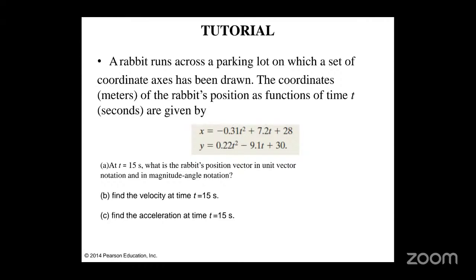All right, so we want to continue our class from where we stopped yesterday. So let's look at this example. A rabbit runs across a parking lot on which a set of coordinate axes has been drawn. The coordinates in meters of the rabbit position as function of time in seconds are given as follows.